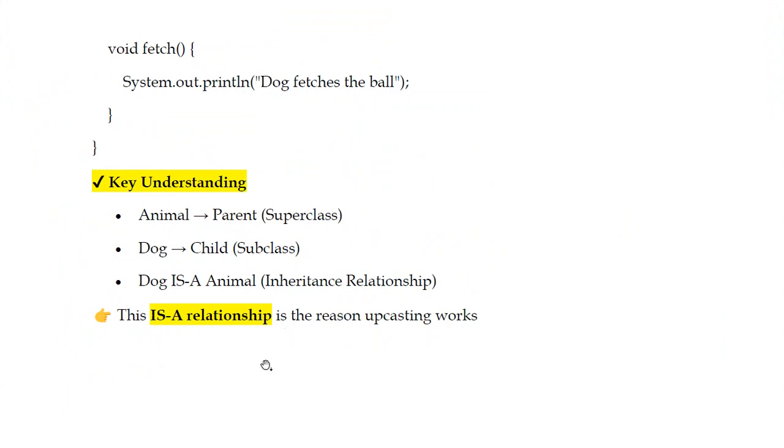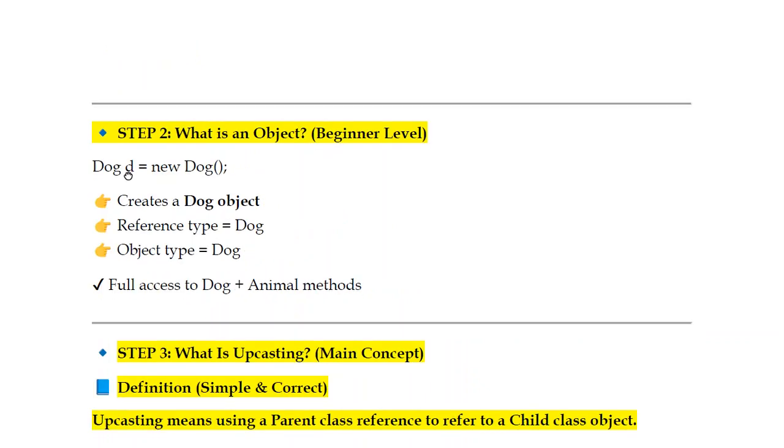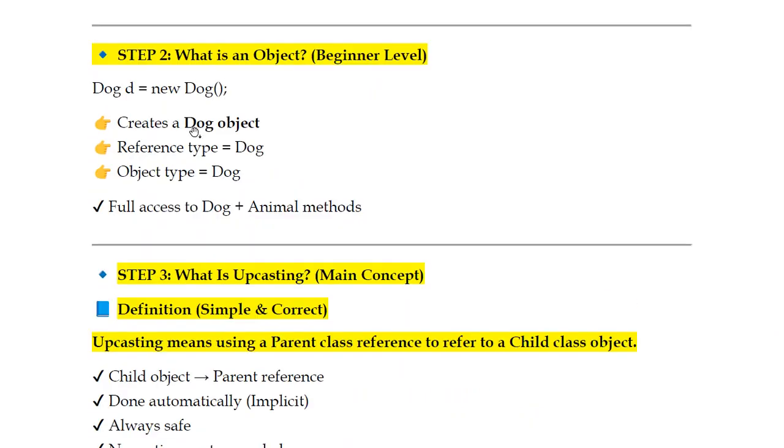It is the reason upcasting works. Now we'll discuss how this is-a relationship helps to achieve the upcasting concept. We already know what an object is, beginner level. On the left side, this Dog is a reference class type. The reference variable name is d. This is a parent class reference type. Next, new Dog. Here the object is created. It will create a Dog object.